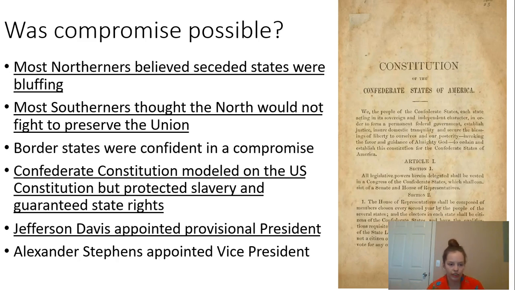And then we have those border states, mainly the Upper South, who were confident in a compromise and that we can remain a union, we just have to talk things out and come to a middle ground. And so what's going to happen is that the Lower South develops a Confederate Constitution, and it's modeled very closely on the US Constitution. The difference is it's going to protect slavery and guarantee states' rights. And we'll have Jefferson Davis appointed as provisional president and Alexander Stephens appointed as the vice president of the Confederacy.